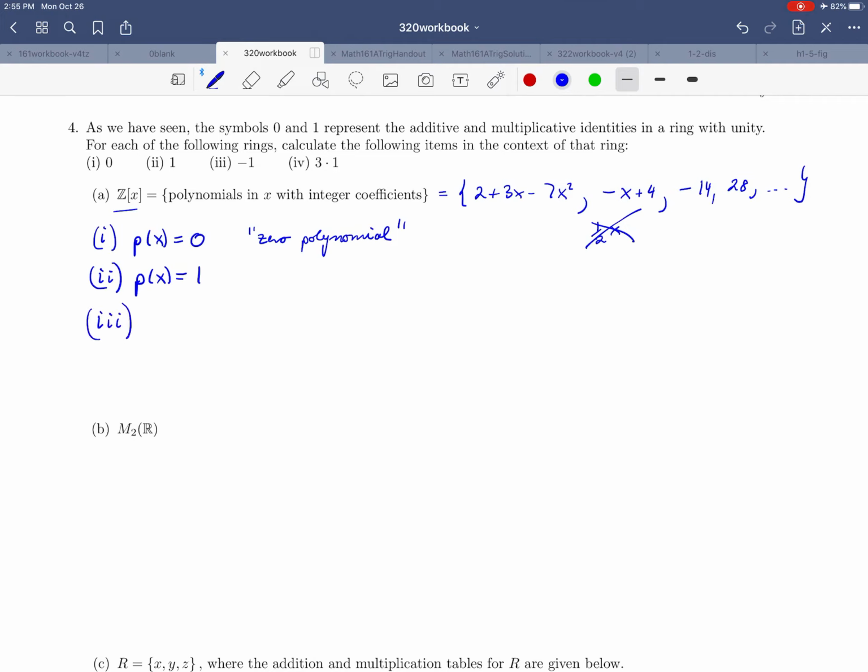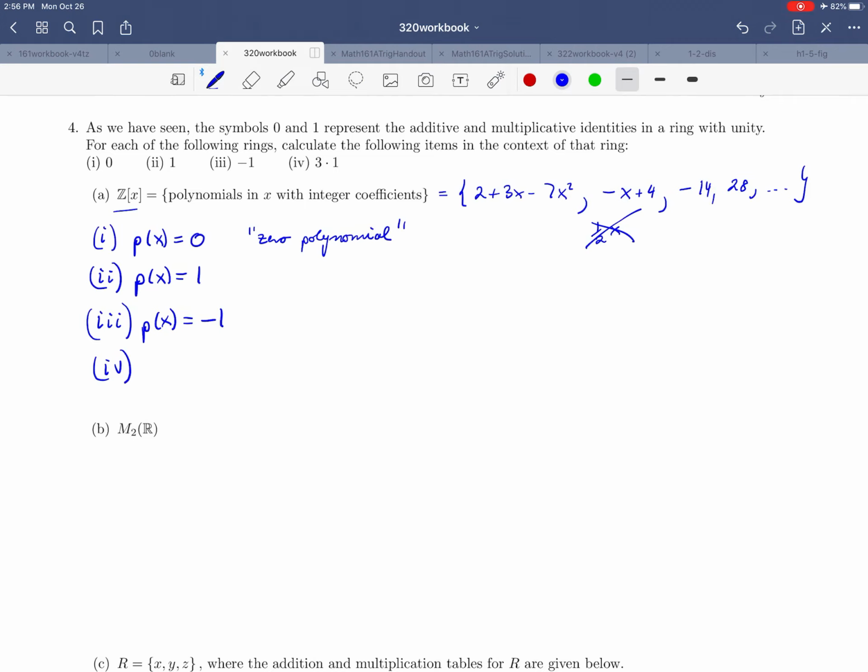Then what does minus 1 refer to? Well, minus 1 is the additive inverse of unity. And so that's the polynomial that when you add it to unity, you get your 0 polynomial out. Well, that has to be the polynomial that returns minus 1, no matter what you stick in.